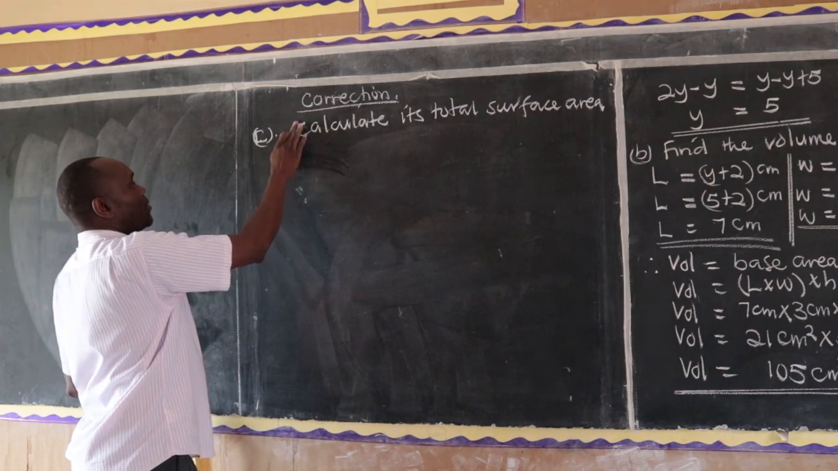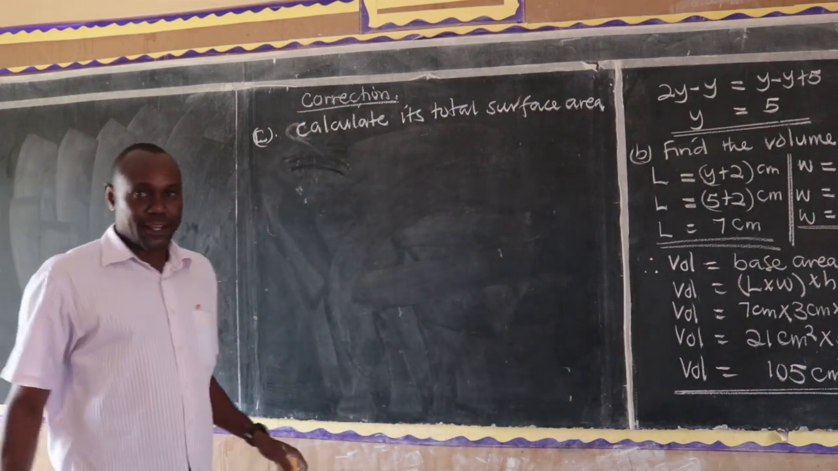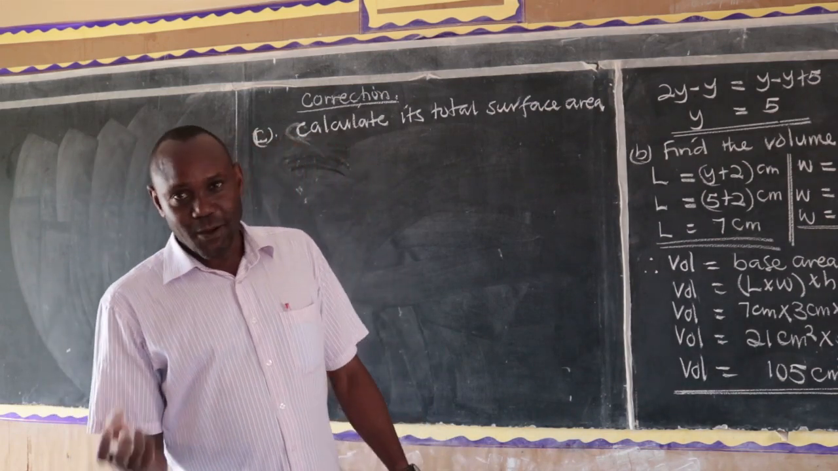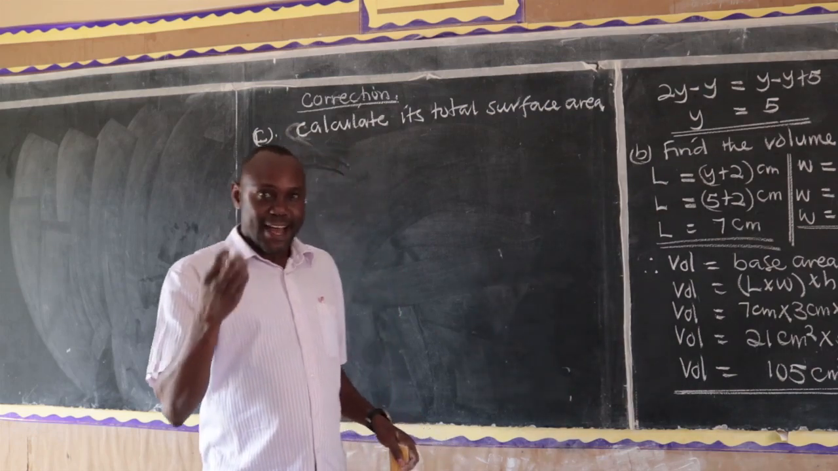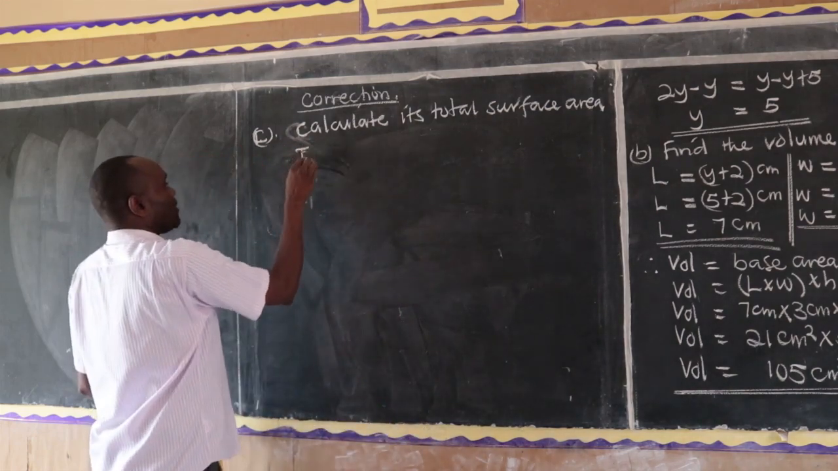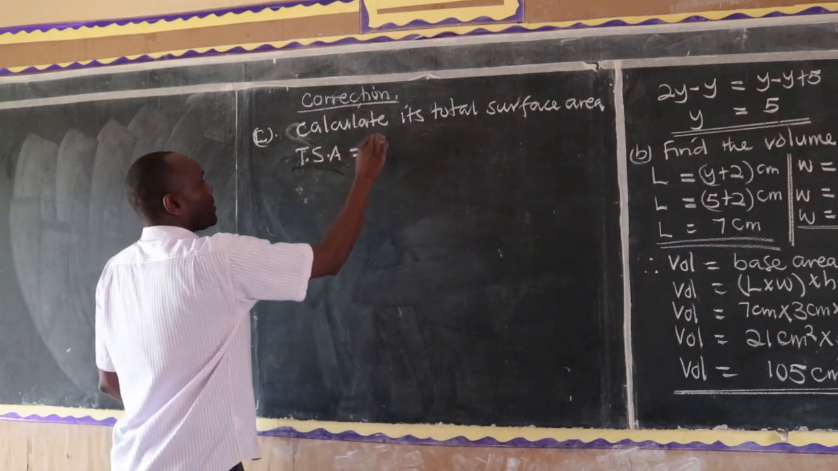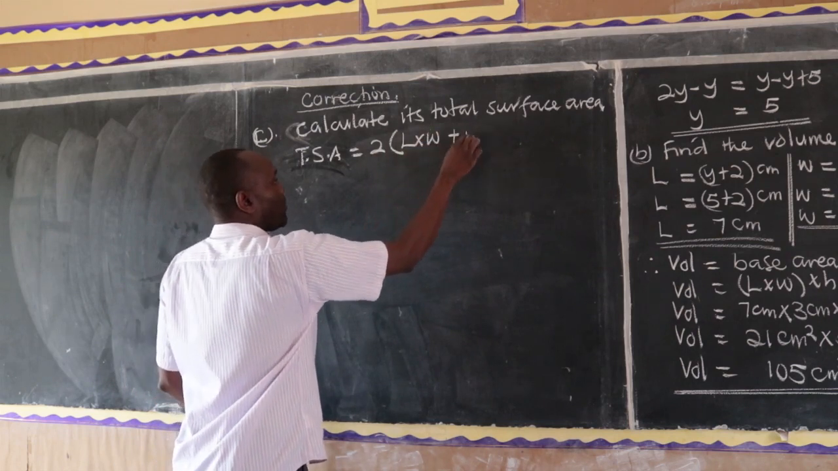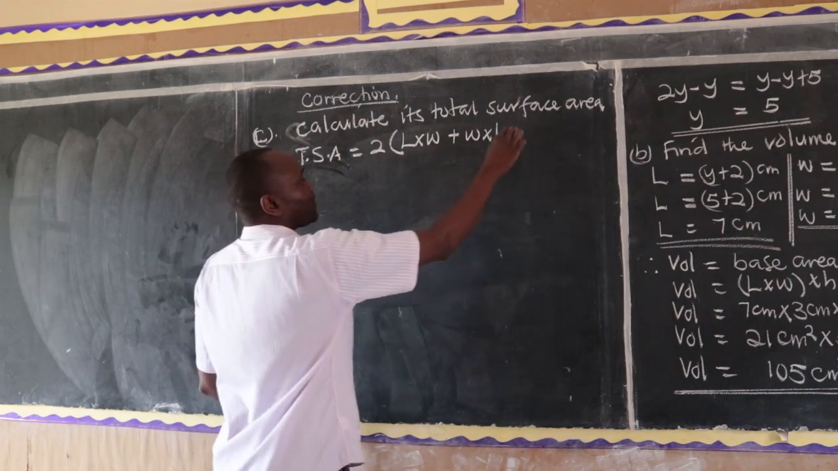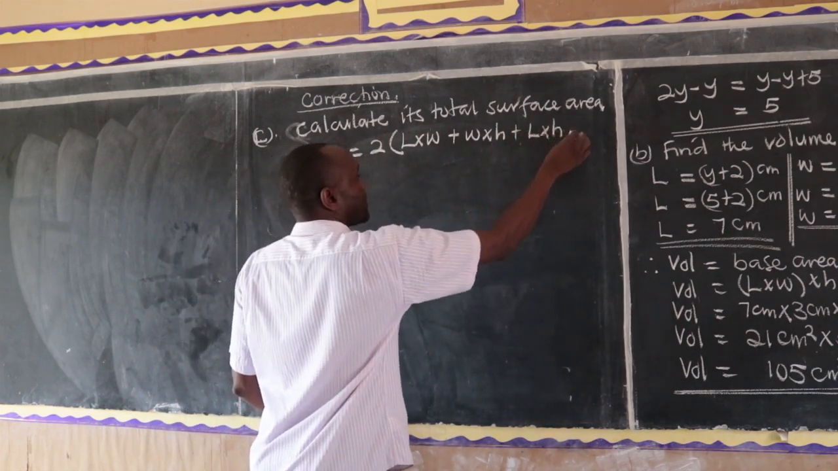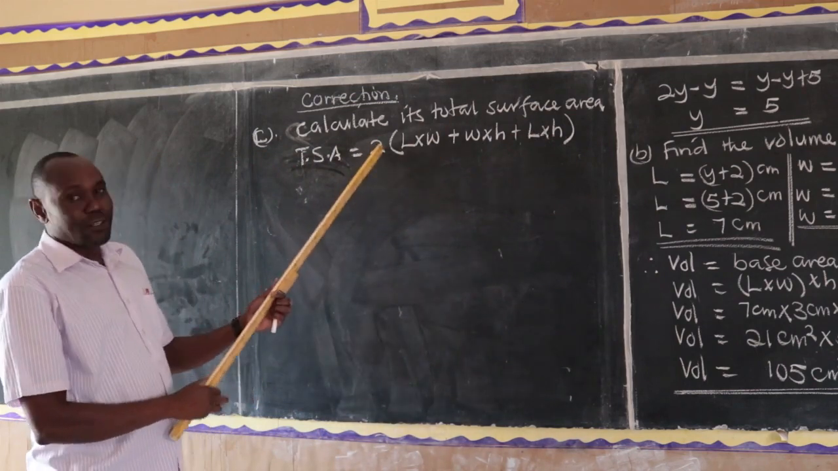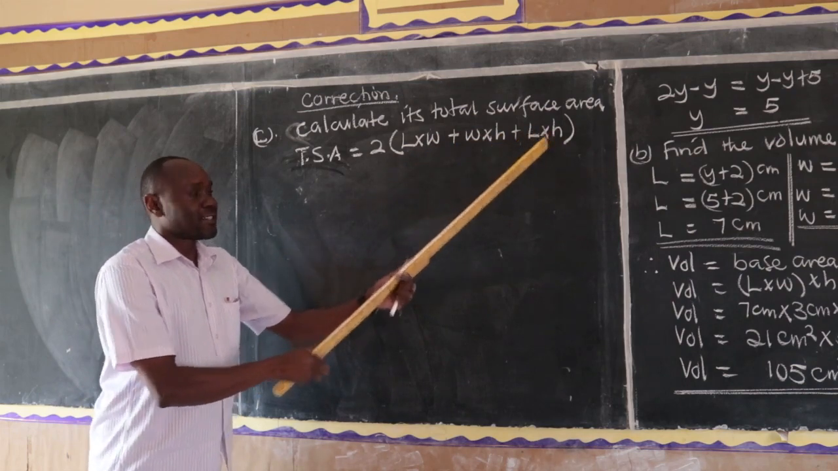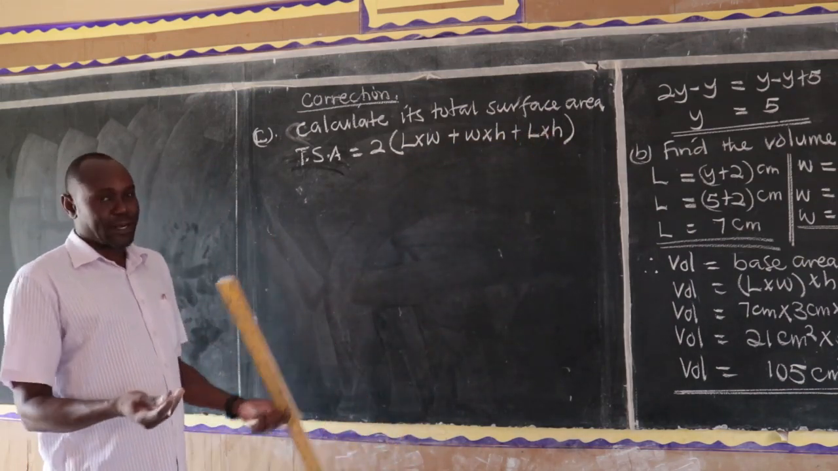Calculate this total surface area. I remember I gave you how to get the formula for total surface area. We say 2, open the brackets, lions will wonder how lioness hunts. So the total surface area equals 2 into brackets, lions will wonder how lioness hunts. There are very many ways you can remember the formula.